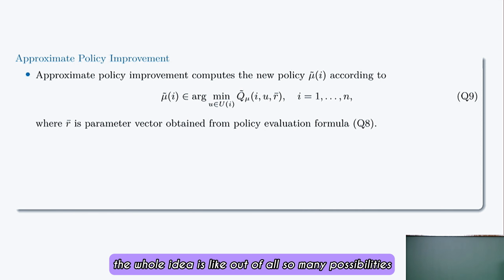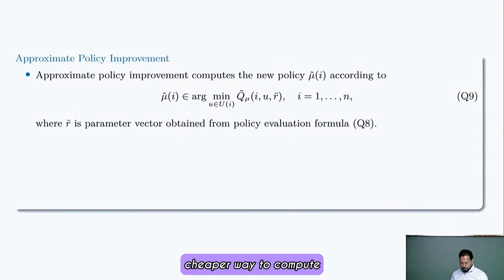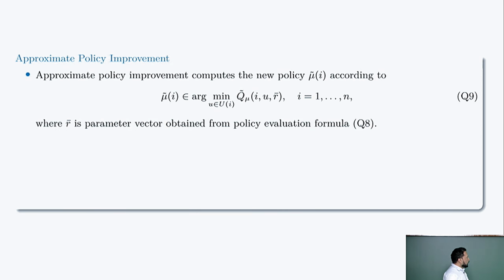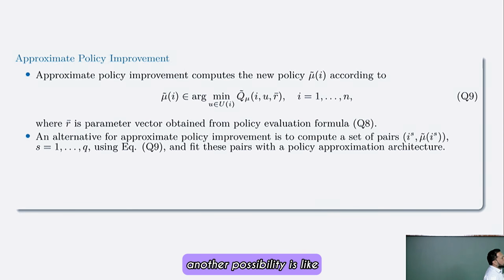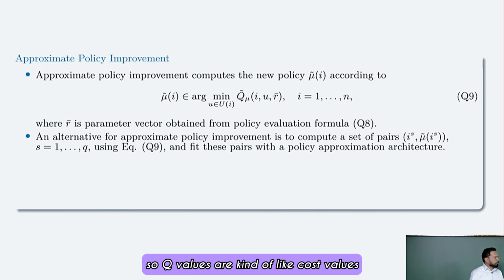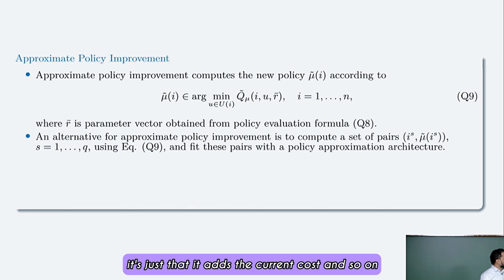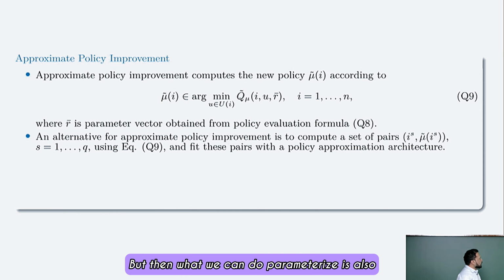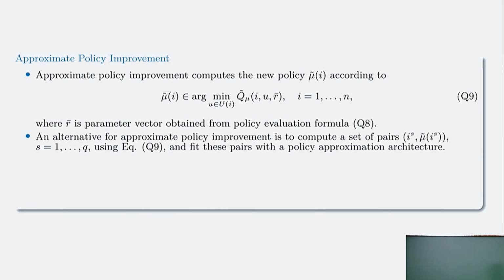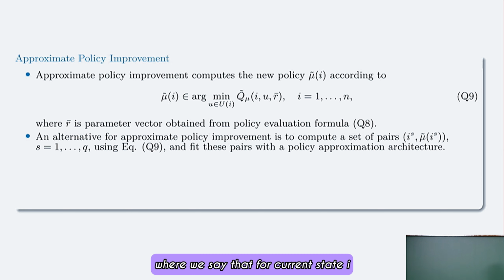So parametric functions, the whole idea is that out of so many possibilities, these parametric functions will give us a cheaper way to compute through so many possibilities of control and states. Yeah, so of course another possibility is, instead of looking at Q values, which are kind of like cost values, it's just that it adds the current cost and so on. But Q values are the actual values.